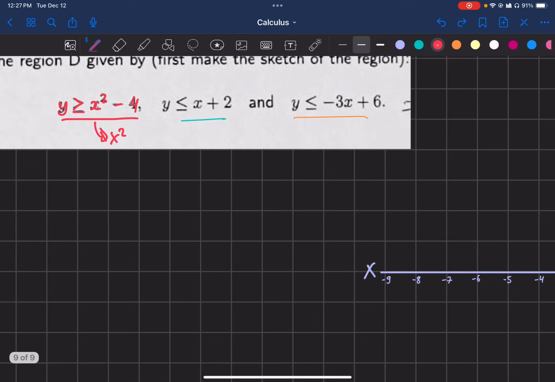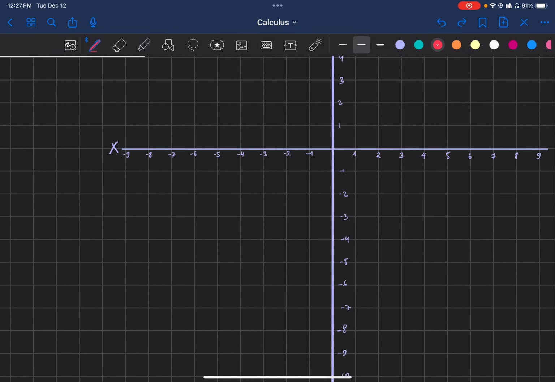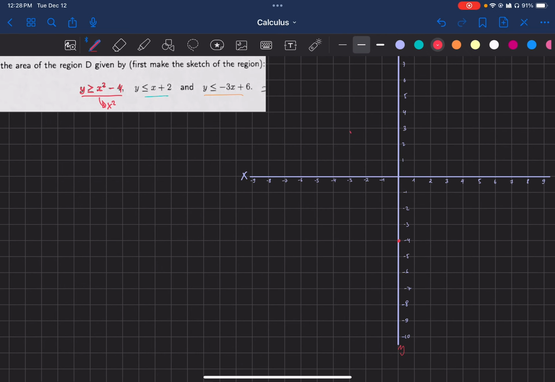My origin is going to be at -4, because if I substitute 0 for x here, my y-intercept is going to be -4. So I can put my origin here, and then since I'm drawing a quadratic, it's going to look something like this. Okay, I'm just going to use the tool that I have in order to, yep, there you go.